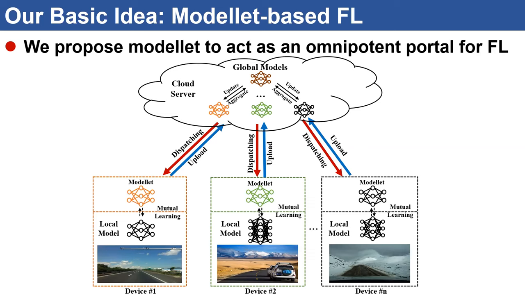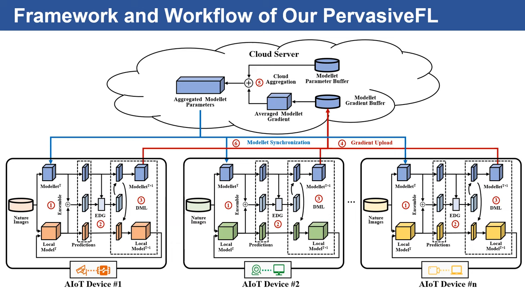Then we will introduce our PervasiveFL framework as illustrated in this figure. The PervasiveFL framework consists of two parts. The first part is the cloud server that mainly focuses on the aggregation of modulates. The second part is the heterogeneous IoT devices that concentrate on the training of local models and the modulates based on their locally collected samples. Its workflow involves six steps as follows.